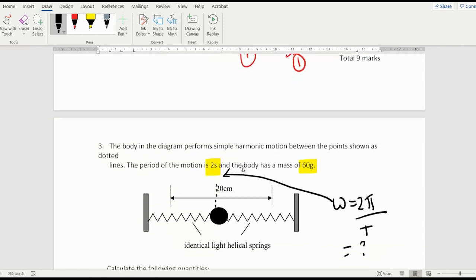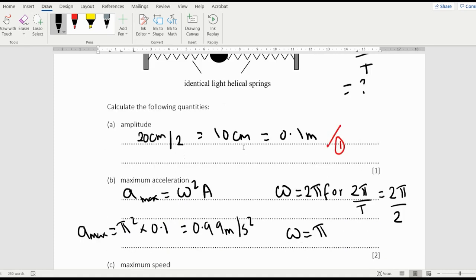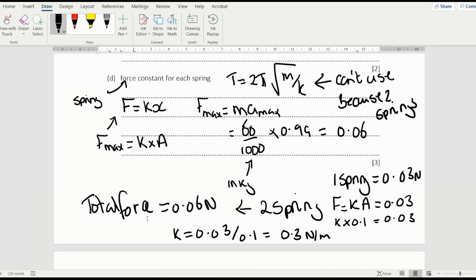And that 0.06 newtons is given not only by one spring extending, but the other spring contracting. And that is why the total force is that for two springs. So one spring is going to be that there. So k is 0.3 newtons. It is a very mean question. And as you can see, I fell for it as well. So you can't use that at all.